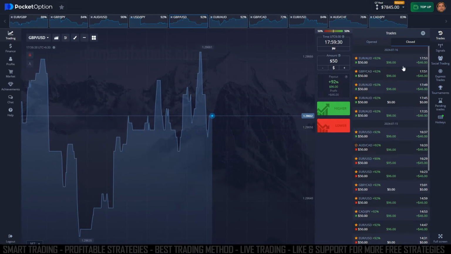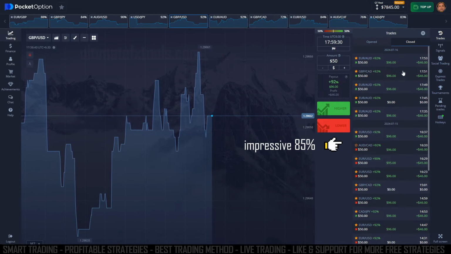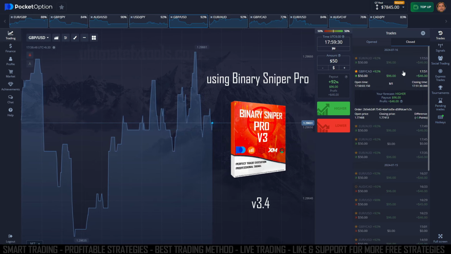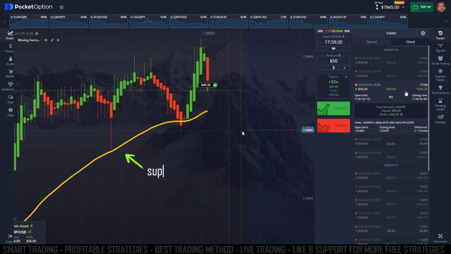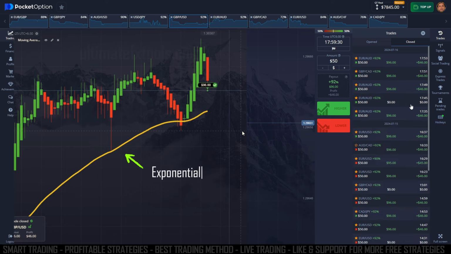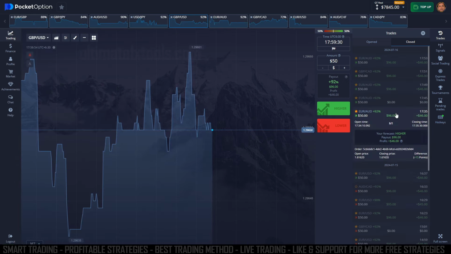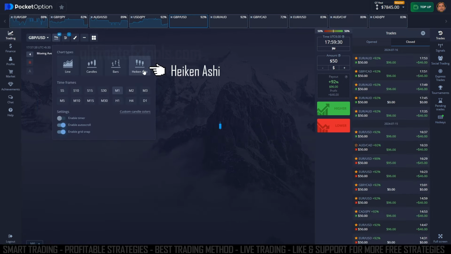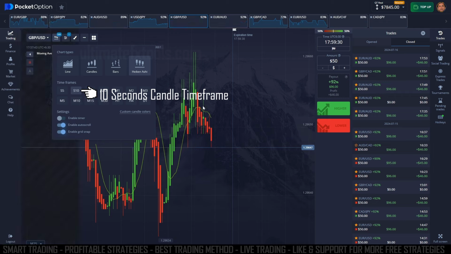We have achieved an impressive 85% success rate by using the Binary Sniper Pro version 3.4. This method focuses on one key supporting indicator, the moving average. To enhance our trading strategy, we will adjust our chart type to Heiken Ashi with 10-second trading candles.